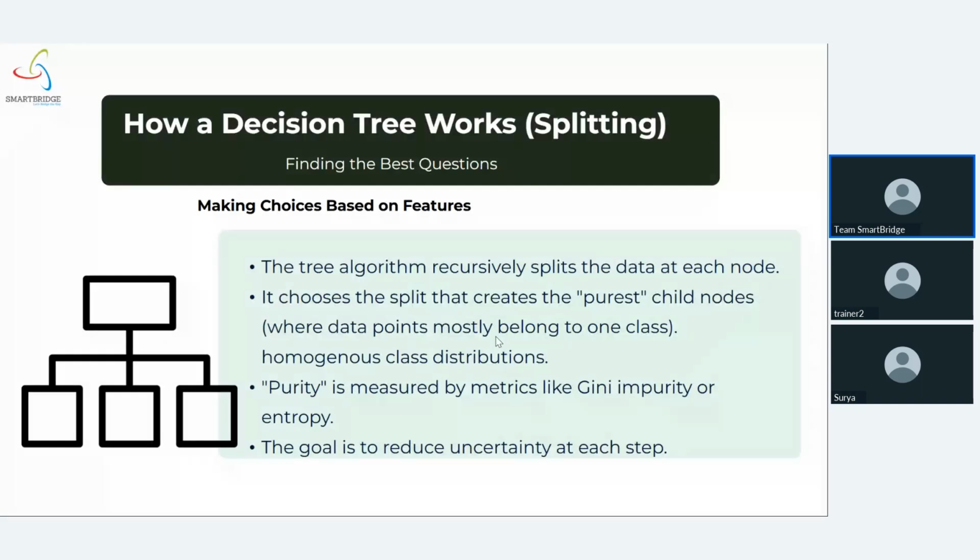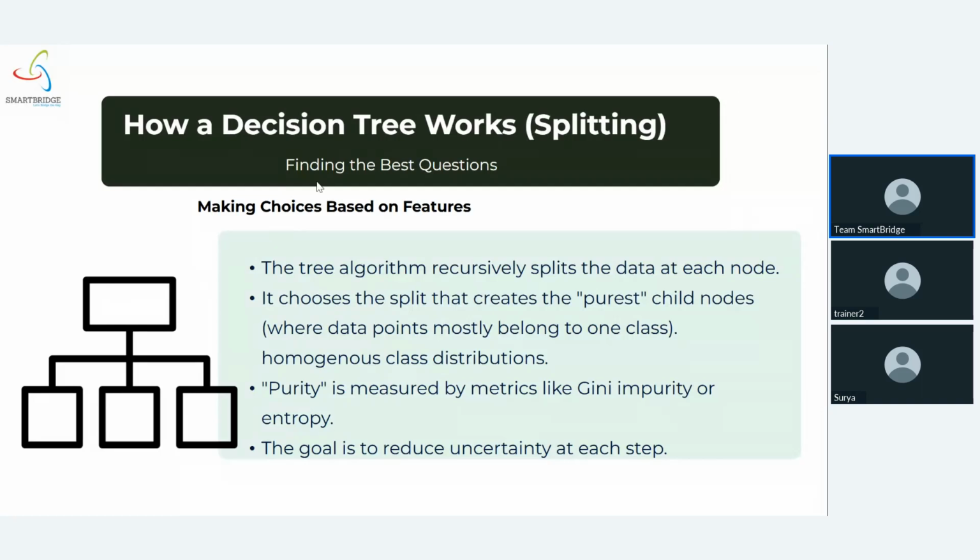So how a decision tree works is, first we'll consider the root node, the tree algorithm. For every node, we'll get to know what functions we'll be having.